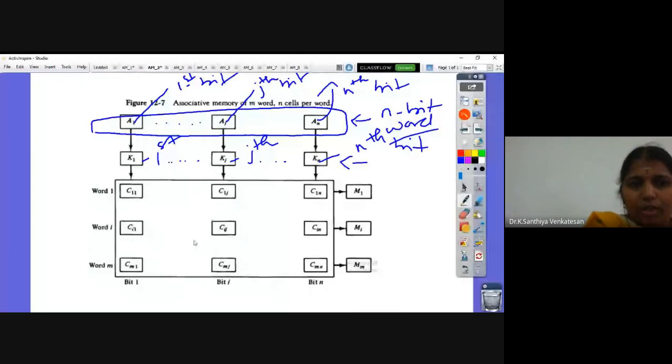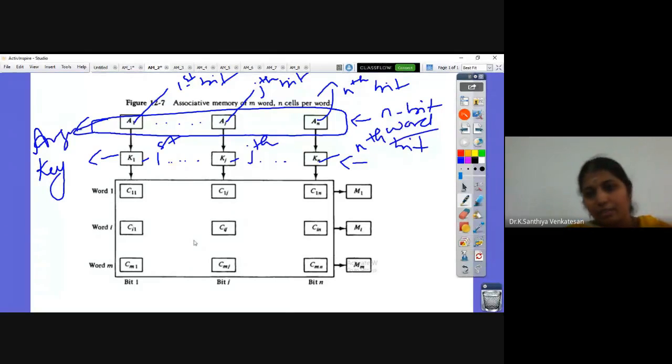So this is your key register. K stands for key register, and A stands for argument register.